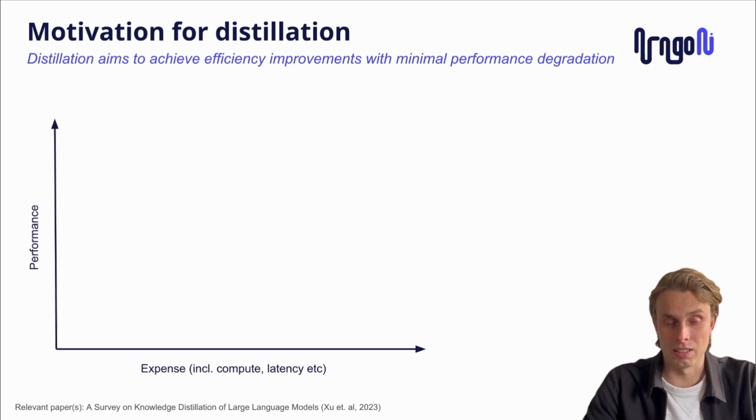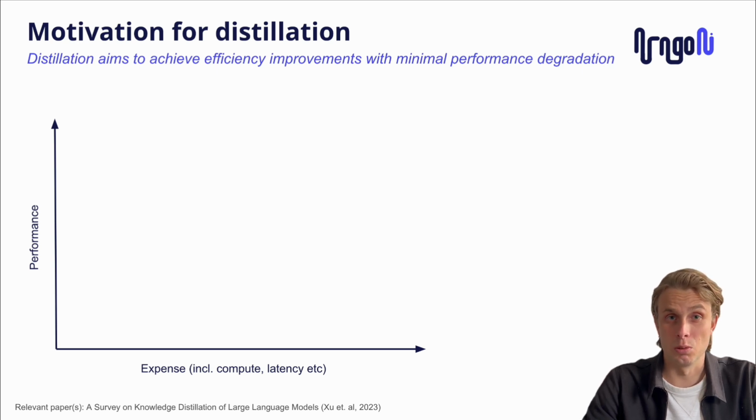So if we think of this graphically, let's consider we have two axes here. We have performance on the y and we have expense on the x. And we can think of expense here as including things such as the compute required, so the number of GPUs that you need, the latency, how long it takes to generate an answer, etc. In that x-axis, effectively, what we're considering is all of the expenses associated with large models.